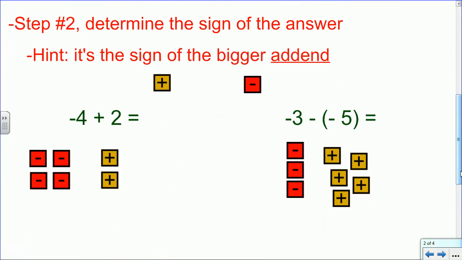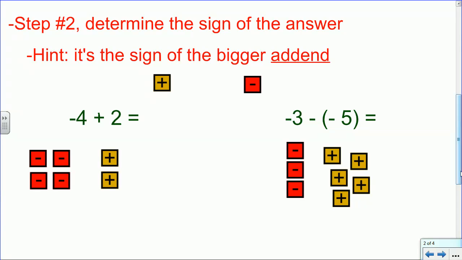Determine the sign of the answer. So once we have an addition problem, we need to find out, all right, is our answer going to be positive or negative when we add these positives and negatives? And I'm going to tell you what it is. It's always the sign of the bigger addend. So if you have a bigger negative number that looks bigger, or a bigger positive number, whichever looks bigger, that's going to be the sign of our answer.